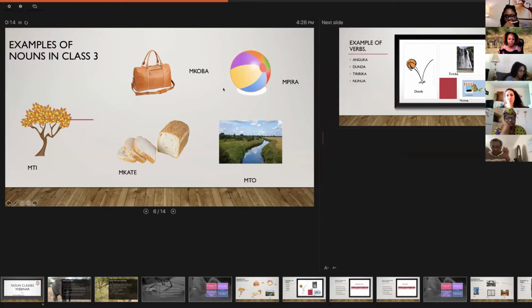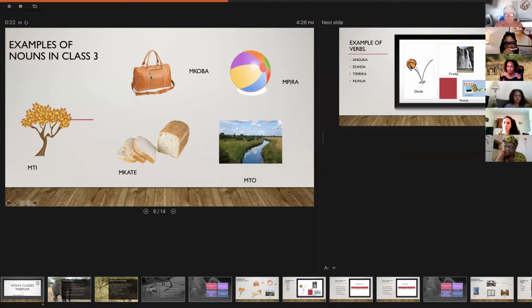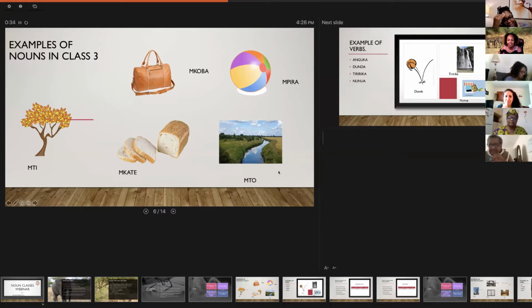Now I need some brave volunteers. Who wants to tell me the plural for mkoba? Mikoba. Vizuri, mikoba. Yeah, you can just shout. Mipira. Miti. Mikate. And mito. Perfect. See, you guys are already experts at this now, class 3, you know?